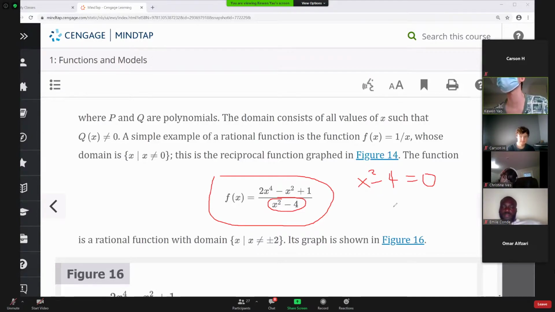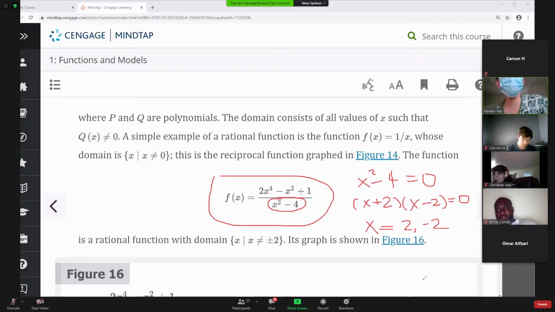We have to solve it. How to solve x squared minus 4 equal to 0? You can factor, right? Refresh your memory from last semester. It's easy to factor: (x plus 2)(x minus 2) equal to 0. How many roots here? 2 roots, 2 and negative 2. So you have x equal to 2 or x equal to negative 2. So these two numbers should be outside the domain, right?